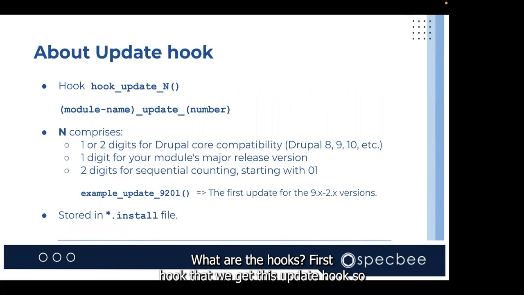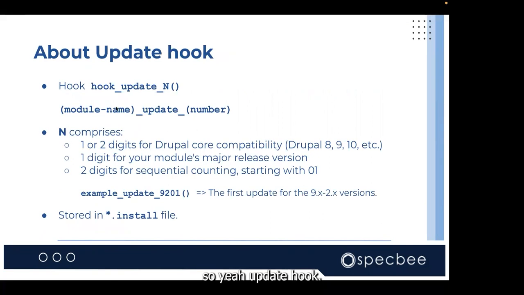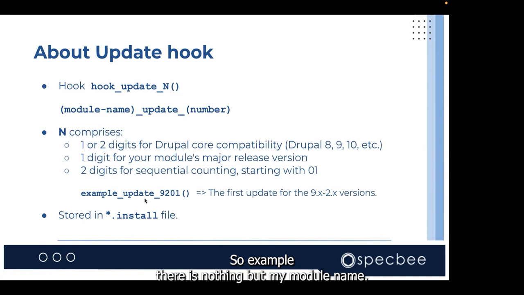Next, what are the hooks? The first hook that we get is the update hook. As you can see, it's in the form of hook_update_N, where hook would be your module name, update is the name of the hook, and N refers to a number. In the example that I've mentioned, example_update_9201, example here is nothing but my module name, then comes the hook name, and then comes the number.